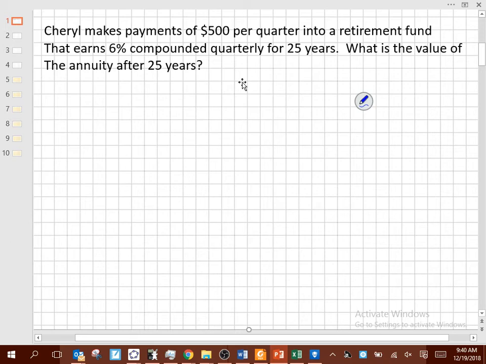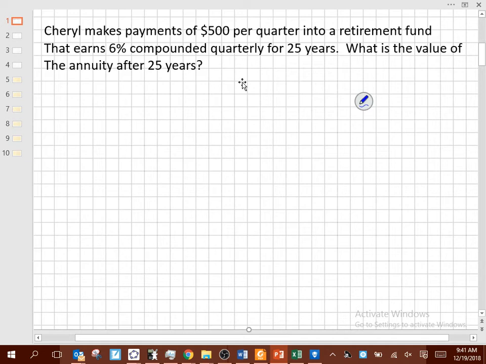Just kind of a question that you see a lot of times with this. It says, this lady, Cheryl, makes payments of $500 per quarter into a retirement fund. Okay, so maybe a 401k, a Roth IRA, something like that. It earns 6% compounded quarterly for 25 years. What's the value of the annuity after 25 years? You also see questions that deal with winning the lottery, how the lottery pays out a lump sum, or it'll pay out yearly or monthly payments, right? Those monthly payments or yearly payments that are paid out to you are worked out with an annuity formula like this.